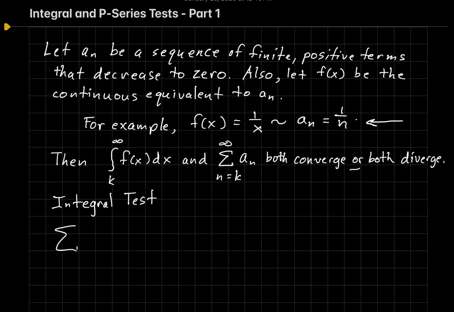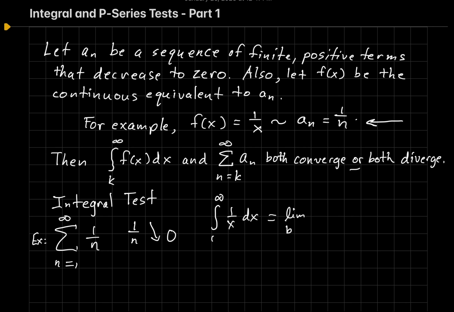Consider the series n equals 1 to infinity of 1 over n. 1 over n consists of finite positive terms that decrease to 0, so we can use the integral test. Which means let's take a look at the integral from 1 to infinity, not of 1 over n, but of 1 over x dx. And we'll see what happens to the integral.